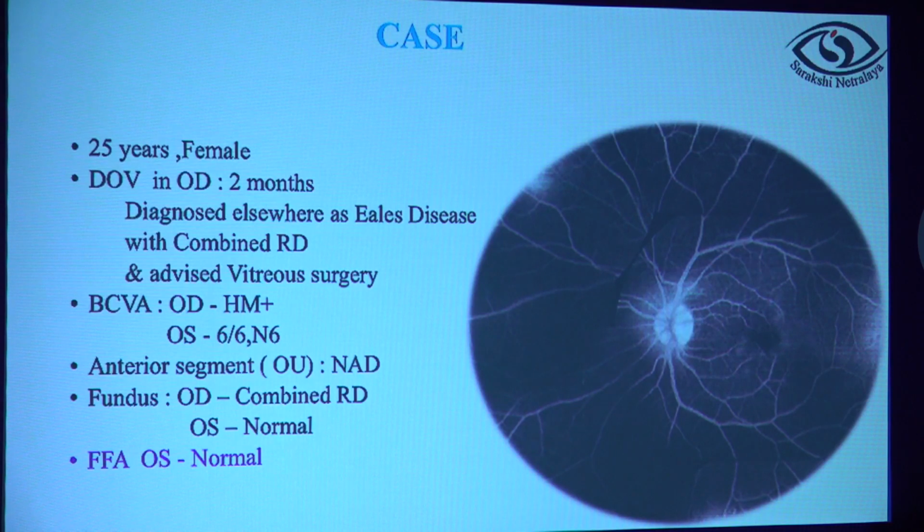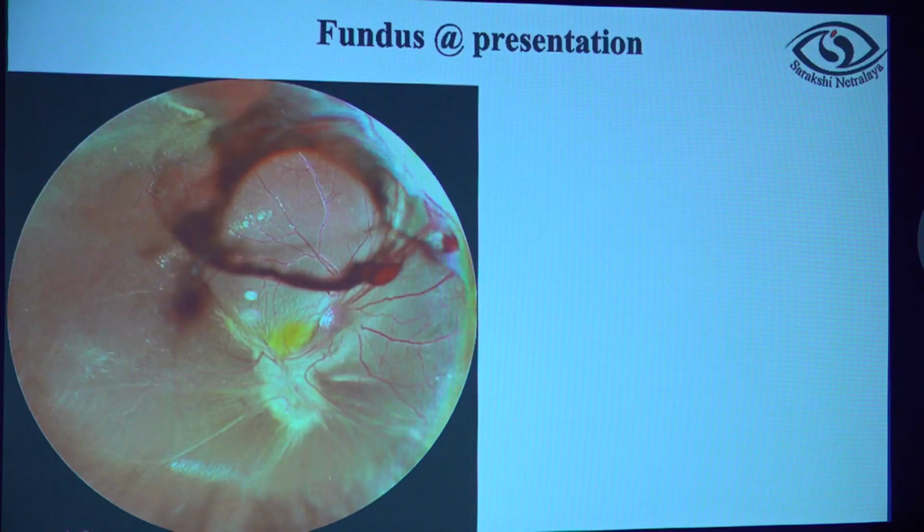This is an interesting case which I always share in various presentations. Diagnosed as Eales disease, combined vascular retinopathy and advised vitreous surgery. Well, fine, we did it. This was the picture. We accept that this eye does need a vitreous surgery.